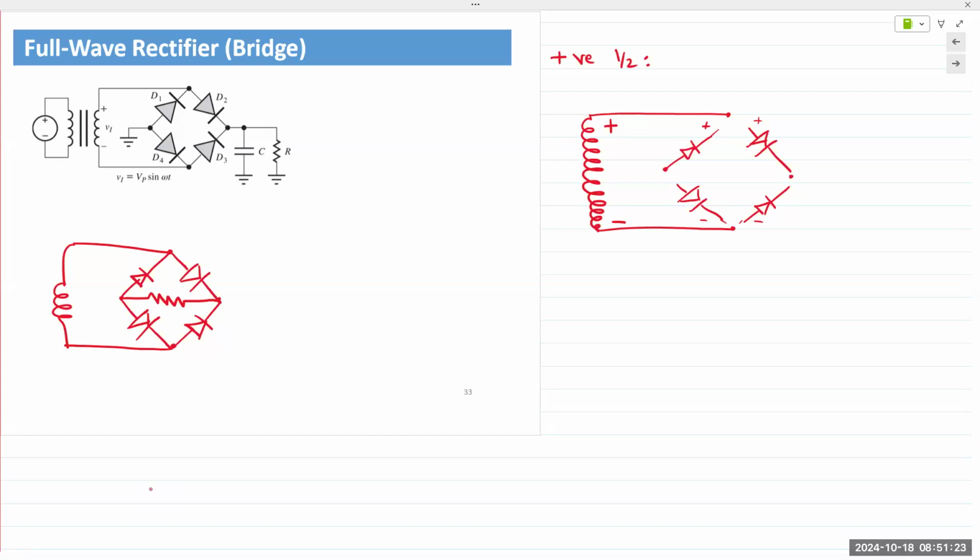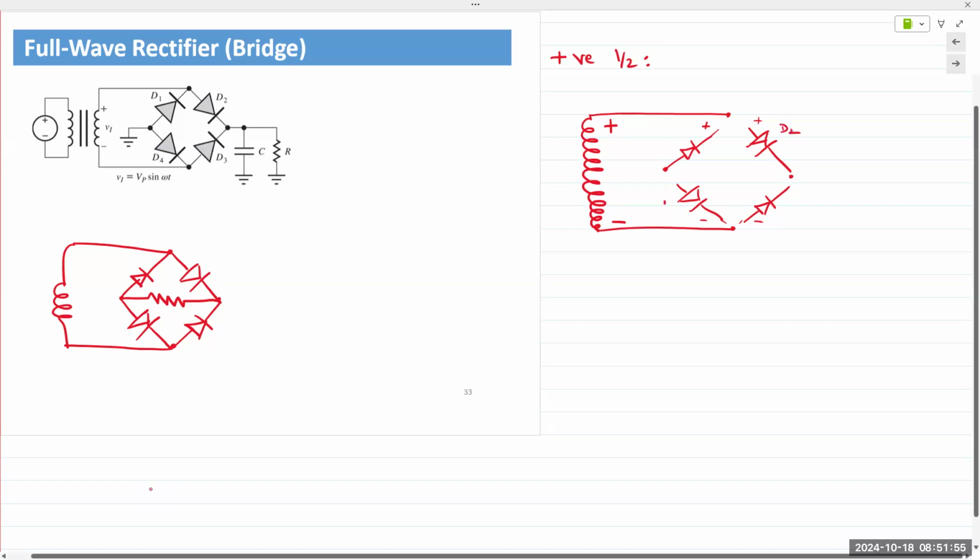So positive at the top, negative at the bottom. So this is where I was saying, don't zoom in too much. Take like a 10,000 foot view. If there's positive at the anode, meaning the anode is higher than the cathode, then the diode is on. The anode is p-type. If p-type is connected to positive, the diode is on. Whereas with negative, the diode is off. So diode D2 and diode D4 are on, and D1 and D3 are off.